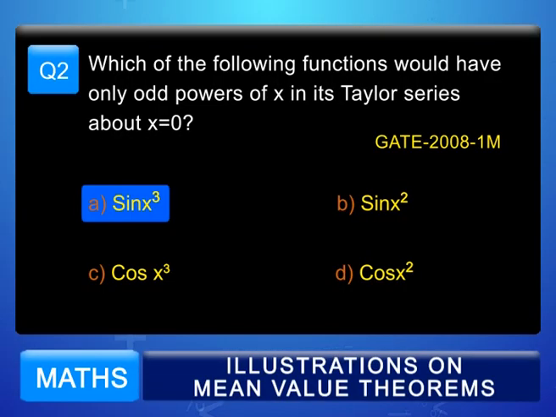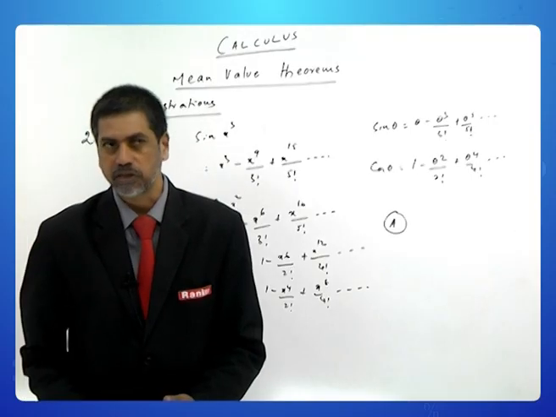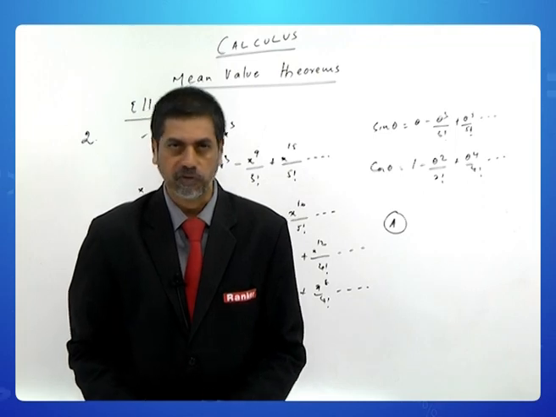So, option A is correct. That means sin x cube is the only function which when expanded in a power series around x is equal to 0 will have odd powers of x.